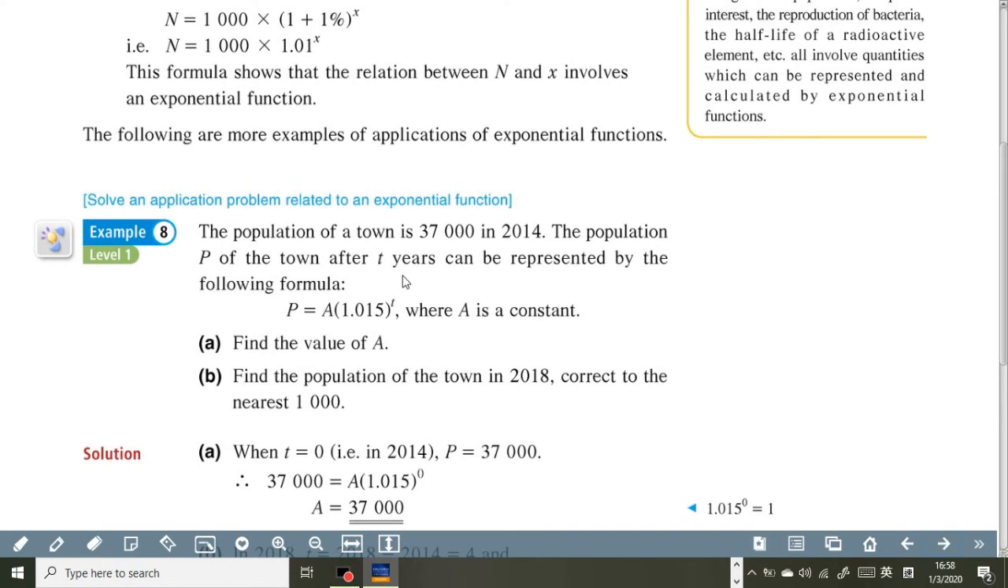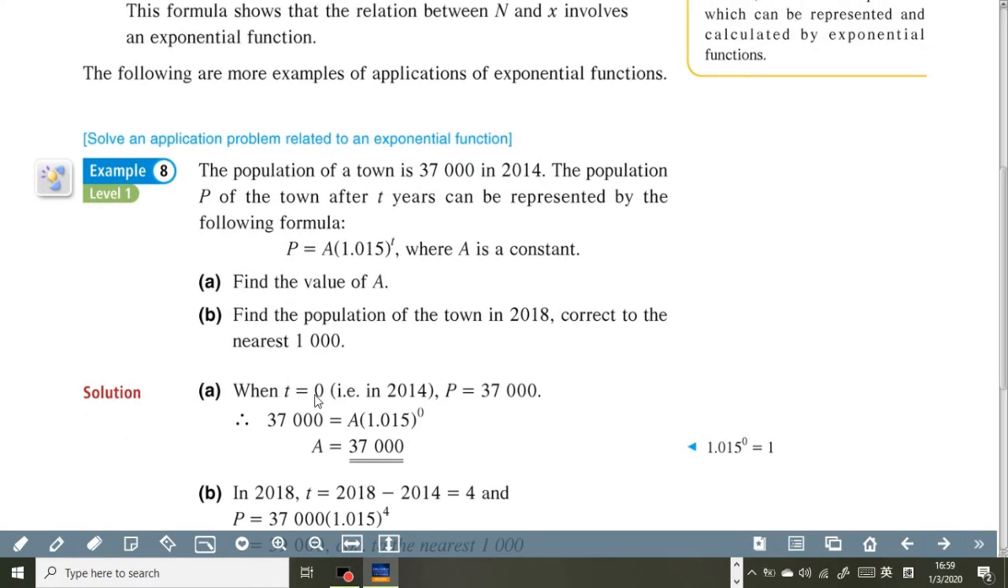According to this question, when t is equal to 0, because t is measured from 2004, the population will be 37,000. So in part a, if you want to find A, you must put in the values t equal to 0 and P equal to 37,000. So a to the power 0 is a very important thing in daily life problems. Now when we put t equal to 0, P equal to 37,000, we get A is 37,000.